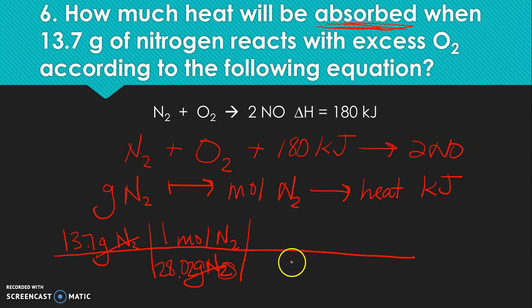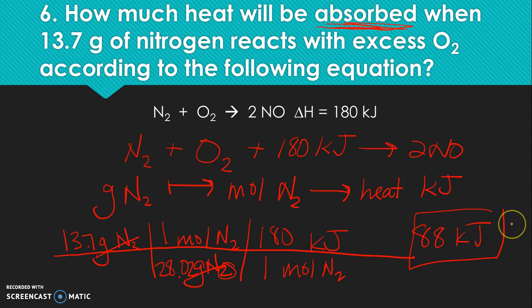We have 2 of them. Then moles into kilojoules, 180. When we go in, 13.7 divided by 28.02 times 180, we end up getting 88 kilojoules of heat is going to be absorbed. If you have questions, let me know.